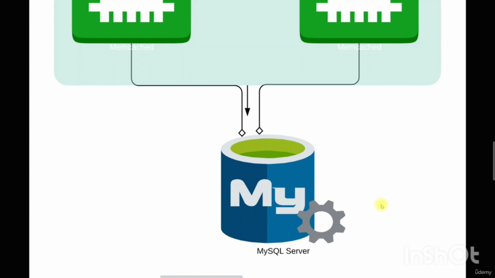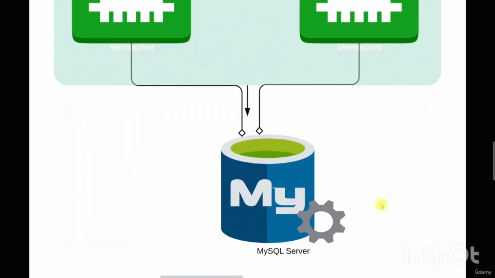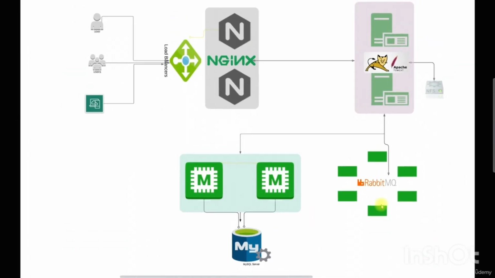The first time the request comes to the MySQL database, it will be sent from the MySQL server to the Tomcat, and then it will be cached in the Memcache server. So the next time the same request comes, it will access the data which is cached in the Memcache service. Just like you have a browser cache, we also have database caching. Memcached is a very famous database caching service. Okay, so here's the entire stack.